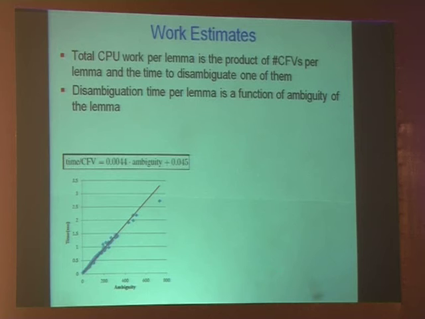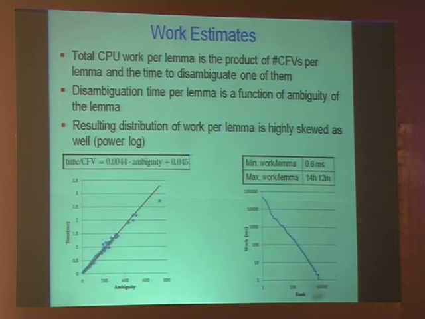The disambiguation time per lemma is a function of the ambiguity of the lemma, and we model it using a least square linear regression. It's quite a linear curve. So what it says is that disambiguating John, which has a high degree of ambiguity, will take much more time than disambiguating Sir APJ Abdul Kalam. The resulting distribution of work, which is the product of this time and the number of CFVs, is highly skewed as well. It actually follows a power law distribution, with minimum work being 0.6 milliseconds and maximum being 14 hours and 12 minutes.